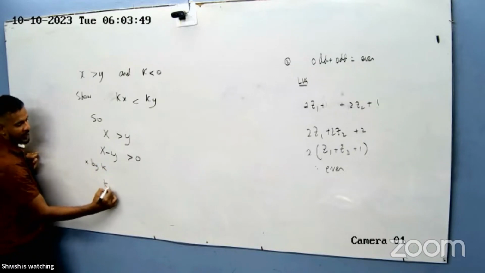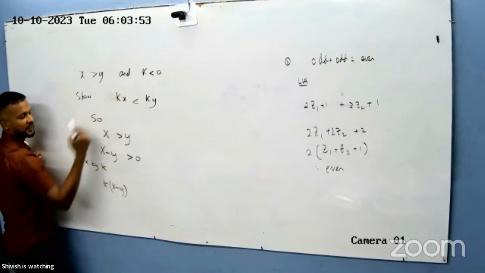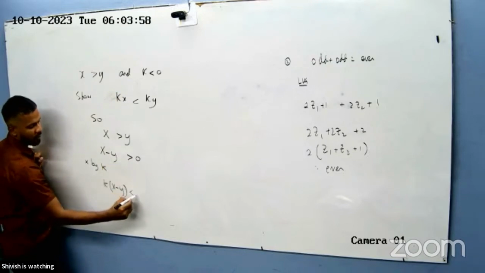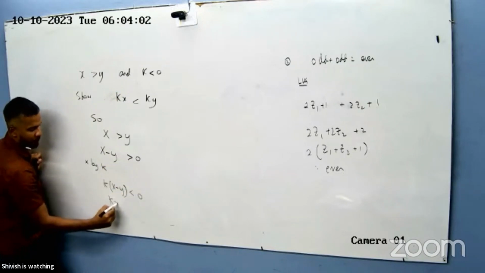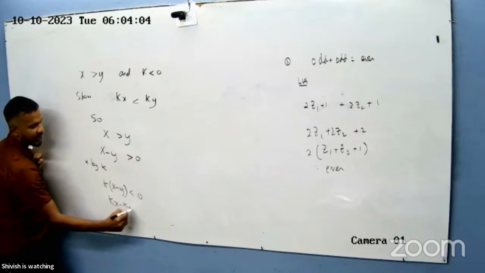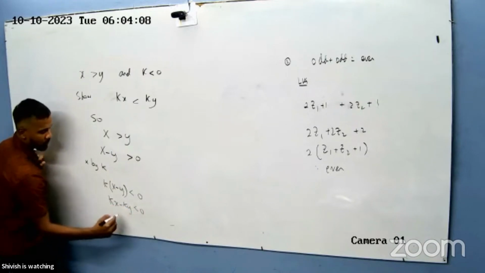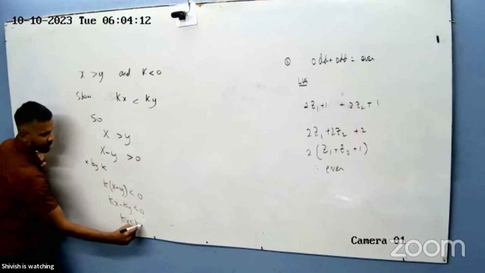You will get k times (x minus y), but remember, k is less than 0, right? So what will that do? Flip the sign. Multiply this out now. kx minus ky is less than 0. Can I move this now? So I'll get kx is less than ky.